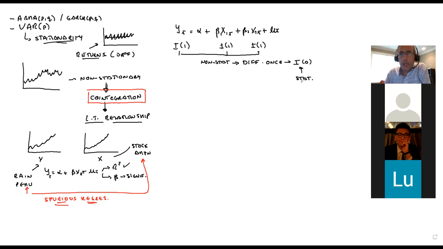Okay. So in general, guys, the general rule is that if you combine series that are I1, the linear combination of these series is also going to be an I1. And in general, if we combine, for example, one I2 with one I1 with one I3, the linear combination is going to be I of the maximum of the degrees of integration, of differentiation. However, there is one particular case, guys, and this is the whole idea of co-integration.